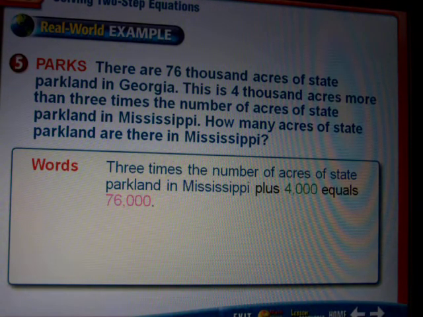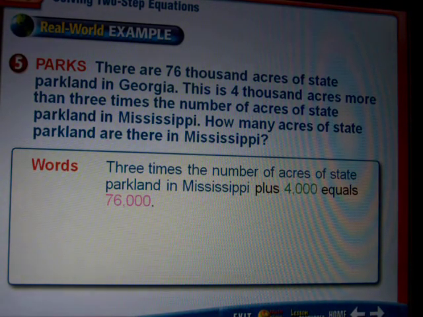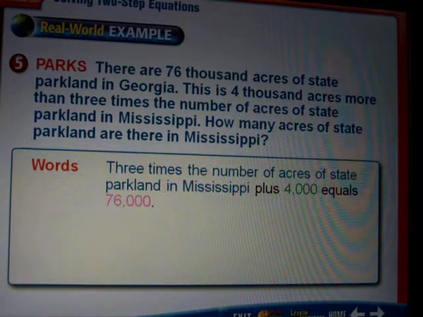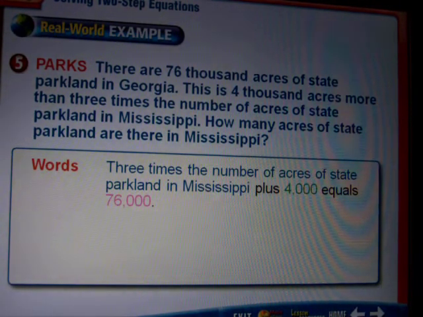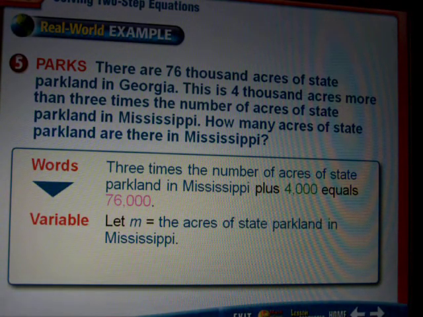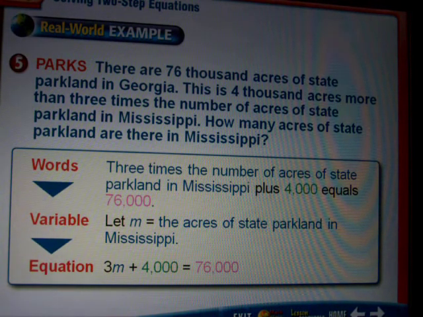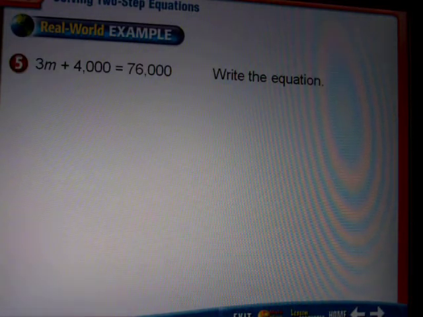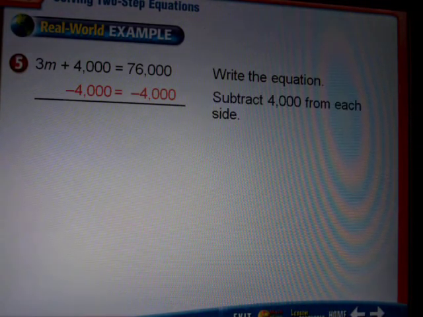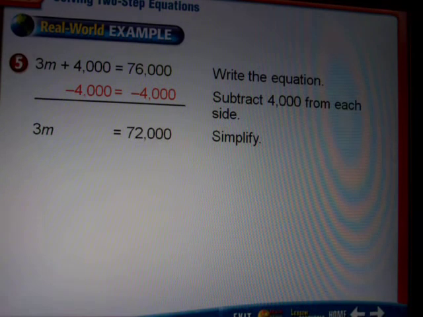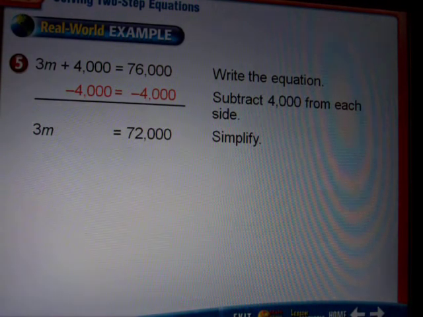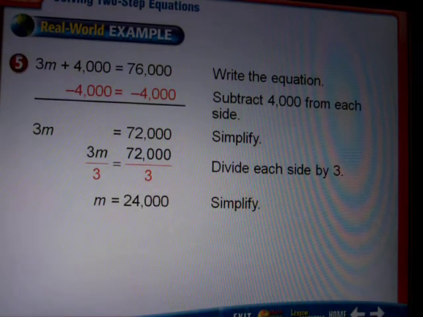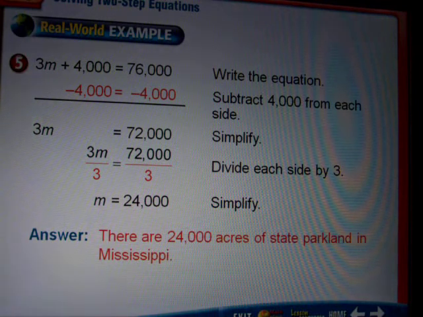So we know that 3 times the number of acres of state parkland in Mississippi plus 4,000 equals 76,000. So we're going to let m equal our variable. So 3m plus 4,000 is going to be equal to 76,000. Now that we've got our equation, that's 9/10 of the battle. Subtract 4,000 on each side. 3m is going to be equal to 72,000. Divide it out. m is equal to 24,000. So we know that there are 24,000 acres of state parkland in Mississippi.